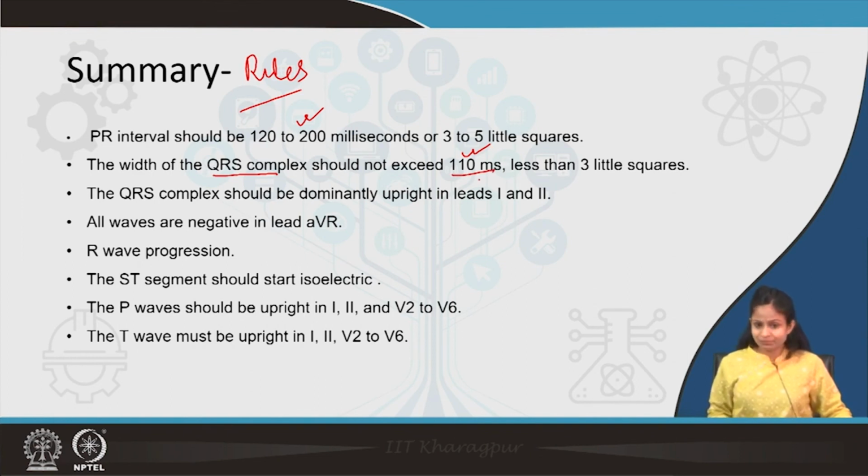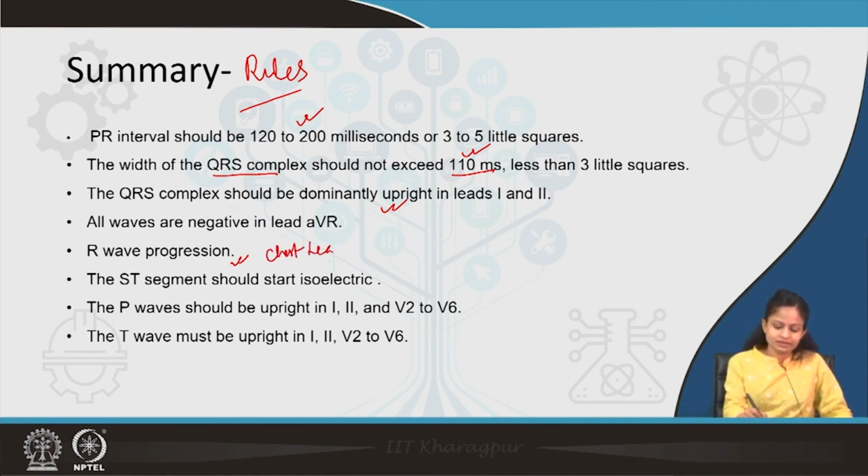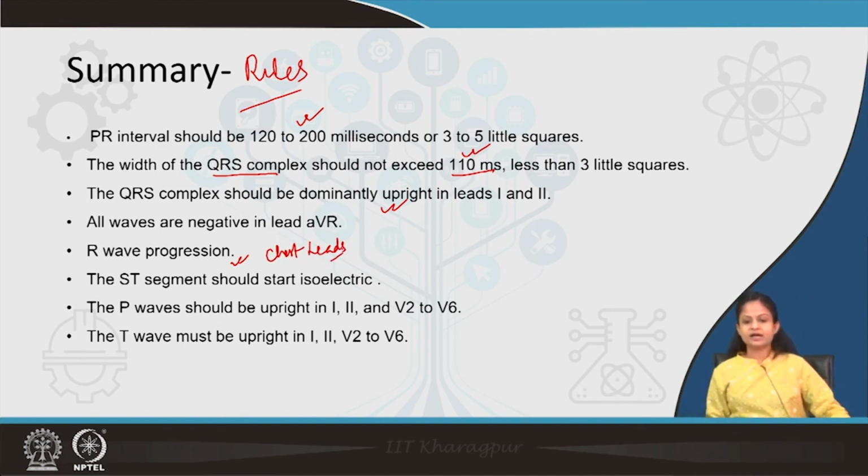Now, the QRS complex should be dominantly upright, usually. That means we get dominant R waves in lead 1 and lead 2. All the waves should be negative in case of AVR. There should be R wave progression. This R wave progression we have already seen in the chest leads. So, in chest leads we see there is an R wave progression from V1 to V5 specifically, and there is a slight dip in V6. So, this R wave progression is very important.